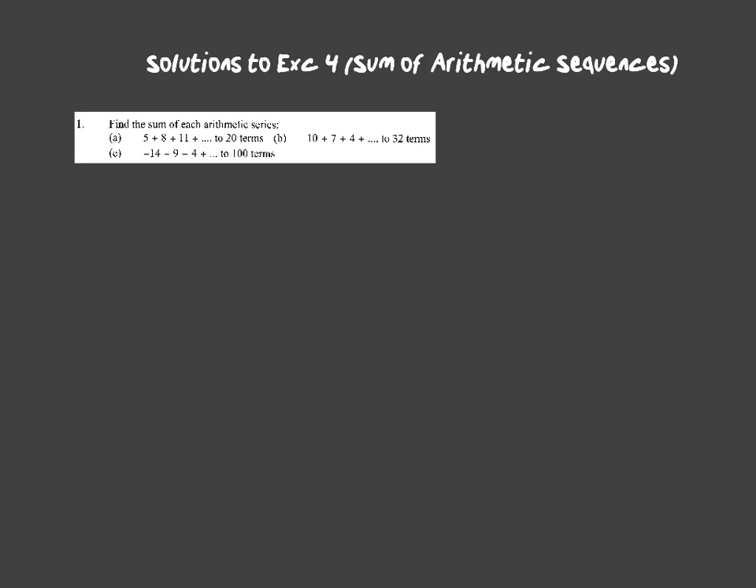So question 1, you need to do A and C. In question A, 5, 8, so it's 5 plus 8 plus 11 plus, and 20 terms. I think it's always useful to just write down quickly what you know so far. We know a is equal to 5, we know the difference is equal to 3, we know n is equal to 20, because it's up to 20 terms. In other words, we want to find the sum of the first 20 terms.